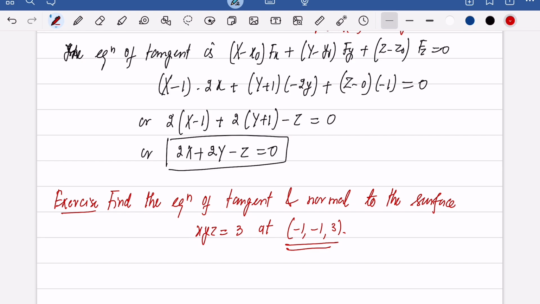But if we are asked to find the equation of tangent and normal to a surface at a point, suppose 0, 1, 2.